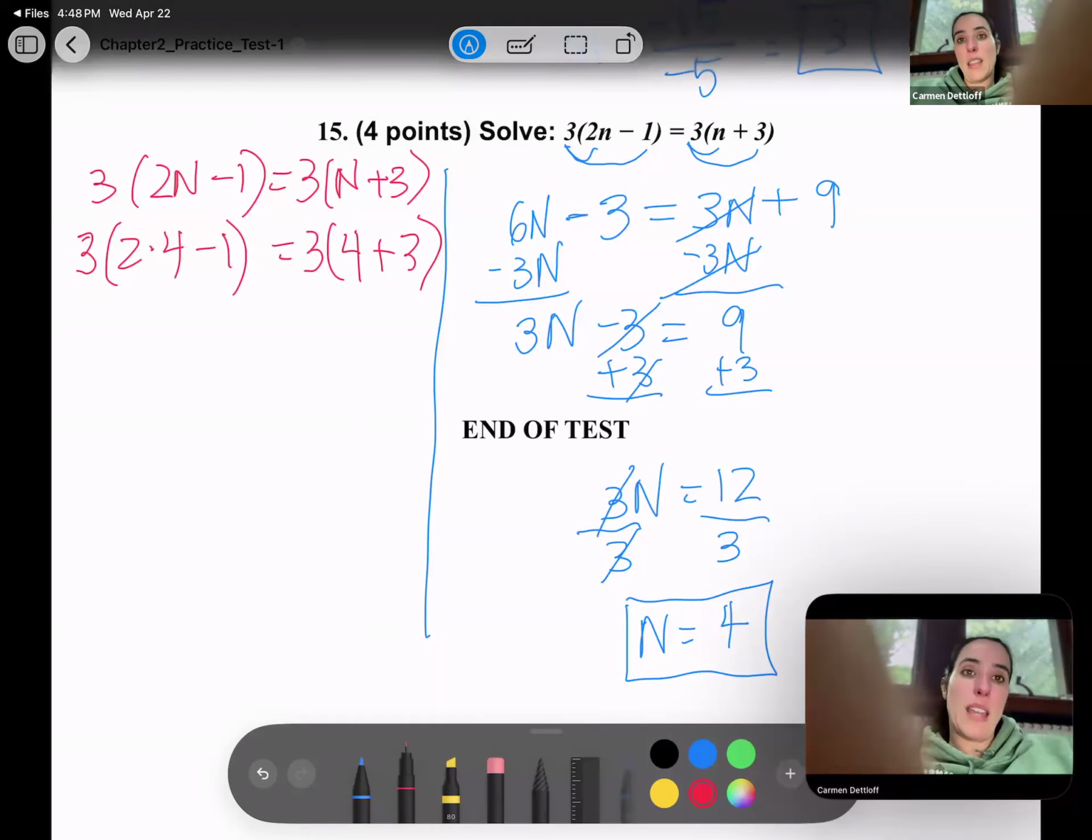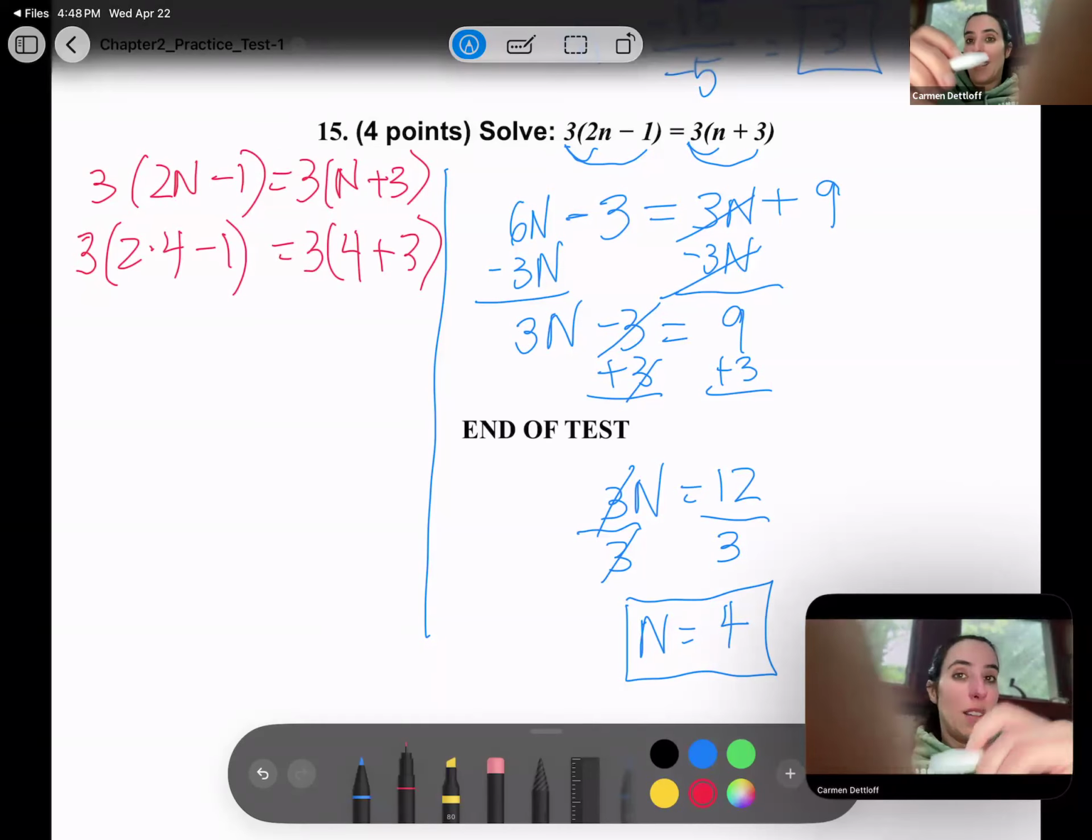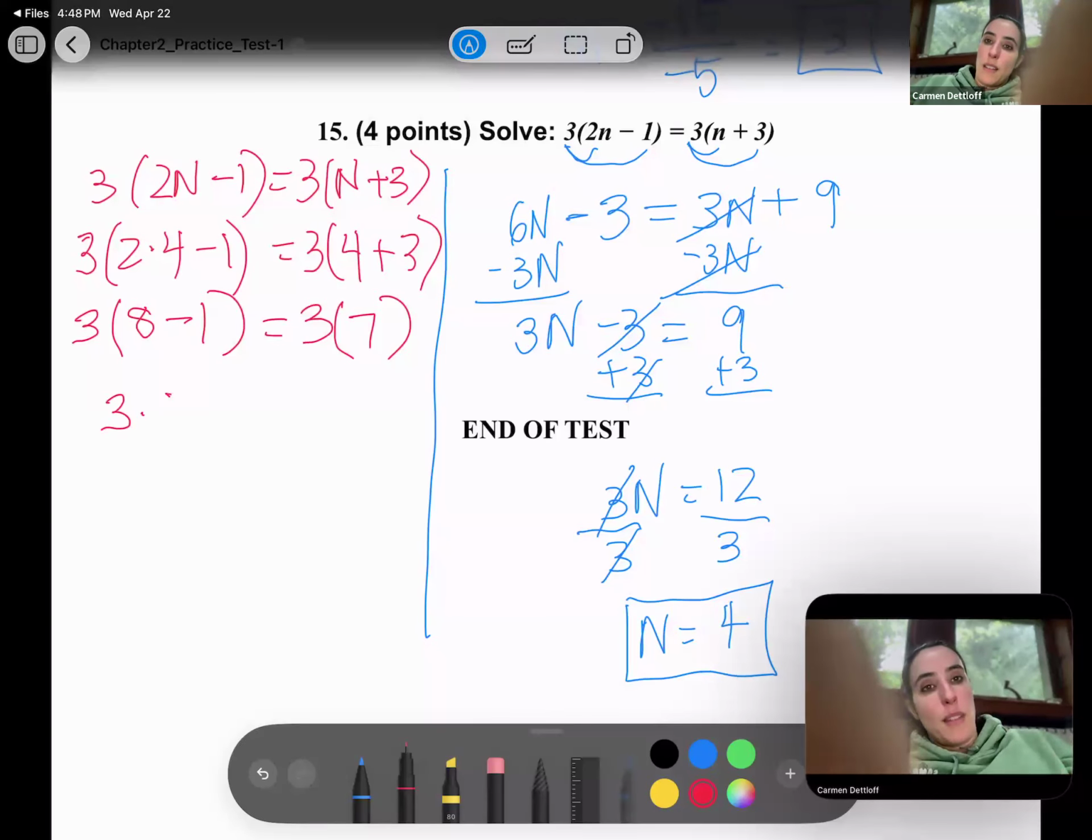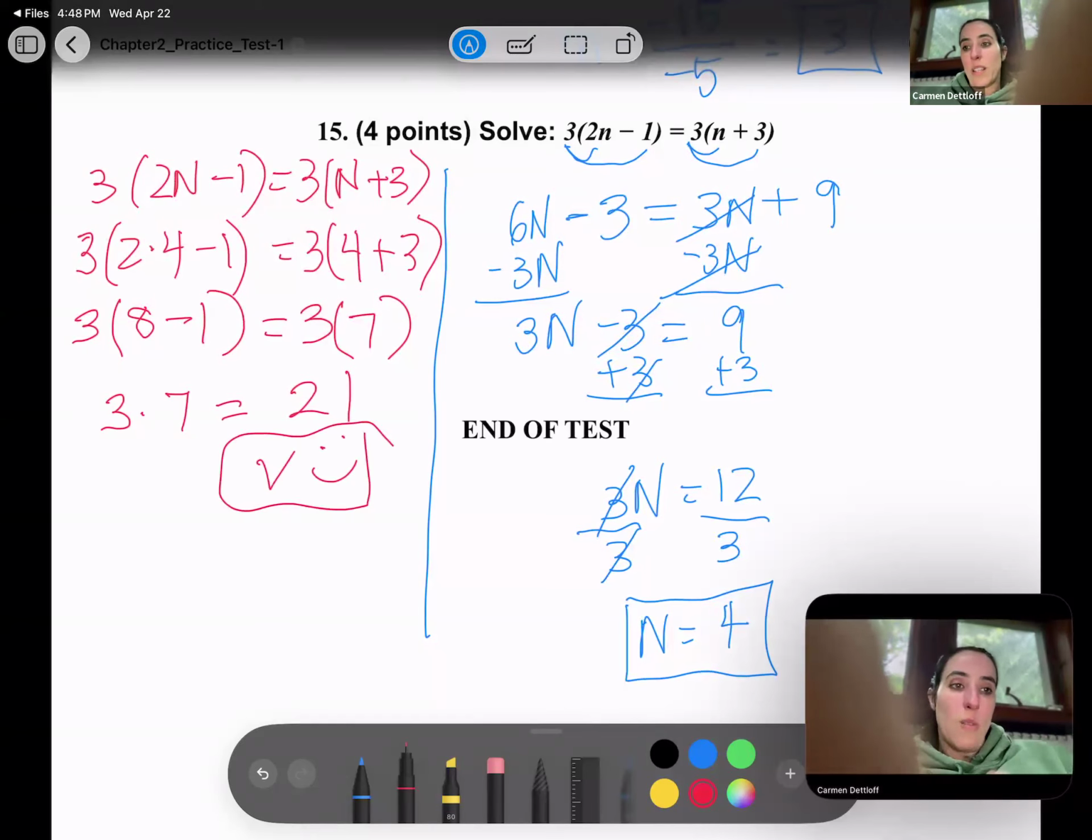So I just replaced n with 4 because that was my answer. And let's see what I get. Okay, let's simplify inside our parentheses first. So I've got 2 times 4, 8 minus 1 equals 3. Let's simplify inside these parentheses. 4 plus 3 is 7. 3 times 8 minus 1. 3 times 7. Is that equal to 3 times 7, which also is 21? Those, in fact, are equal to each other, and it all works out.